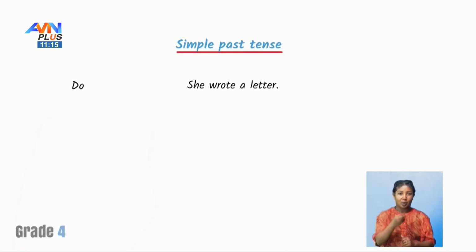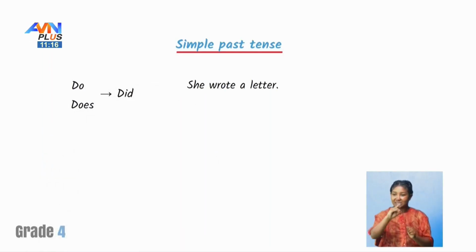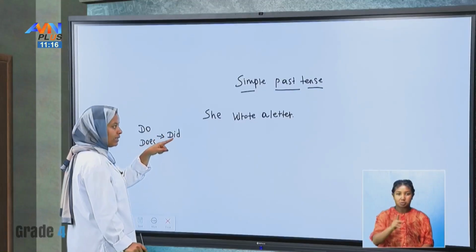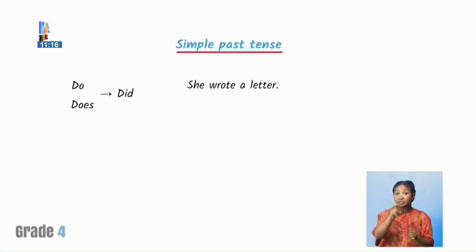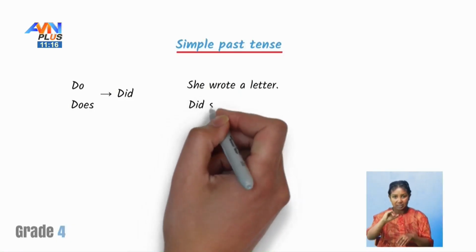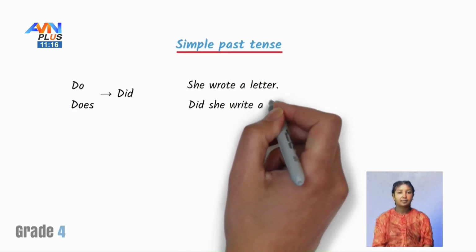or does. Change with what? Did. This is the past form of do and does. Here is did. So when we come to question, we can use this did. So did she write a letter?